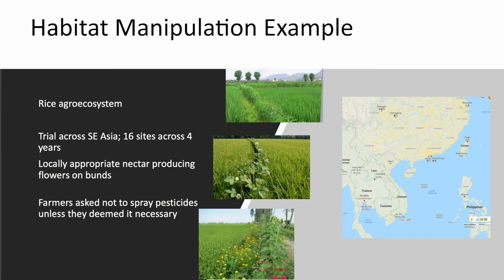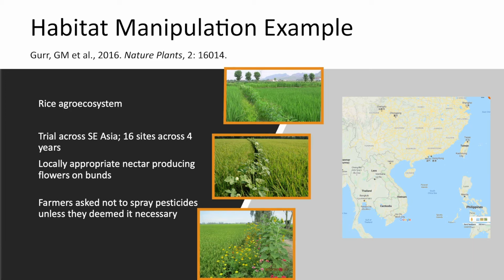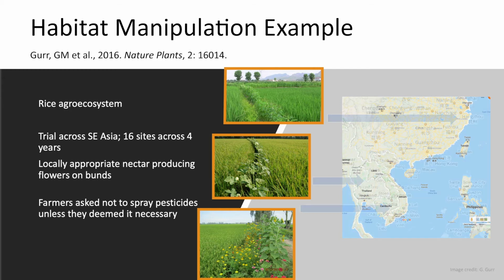There are numerous successful examples and decades of scientific study to support the benefits of habitat manipulation in agroecosystems. A more recent study involved a large-scale habitat manipulation project in rice agroecosystems that was conducted across 16 sites in 3 countries, including China, Thailand, and Vietnam over a 4-year period.